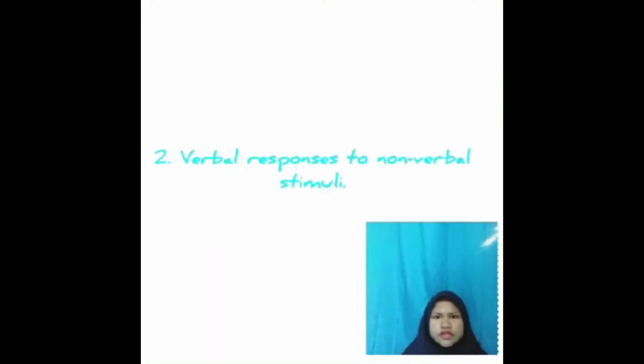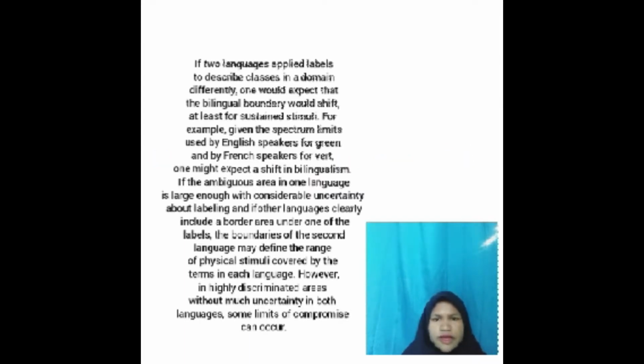Number two, verbal response to non-verbal stimuli. If two languages apply labels to describe classes in a domain differently, one would expect that the bilingual boundary will shift in certain stimuli. For example, given the spectrum limits used by English speakers for green and by French speakers for red, one might expect a shift in bilingualism if the ambiguous area in one language is large enough and considerably uncertain about labeling, and if the other language clearly includes the border area under one of the labels. The boundaries of the second language may define the range of physical stimuli conferred by the terms in each language.